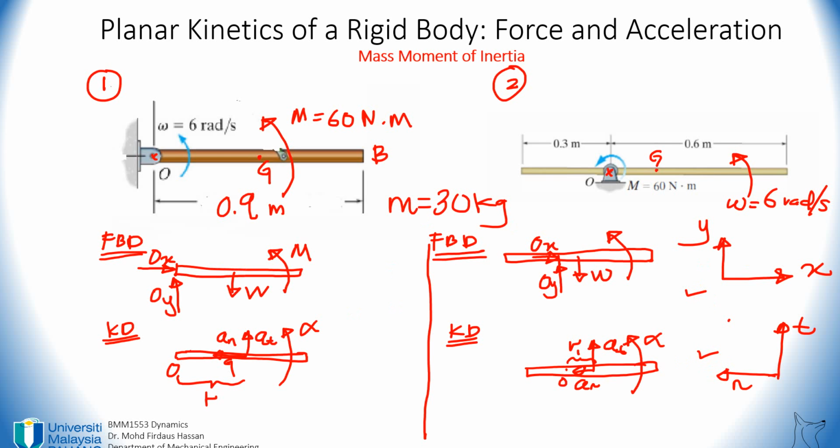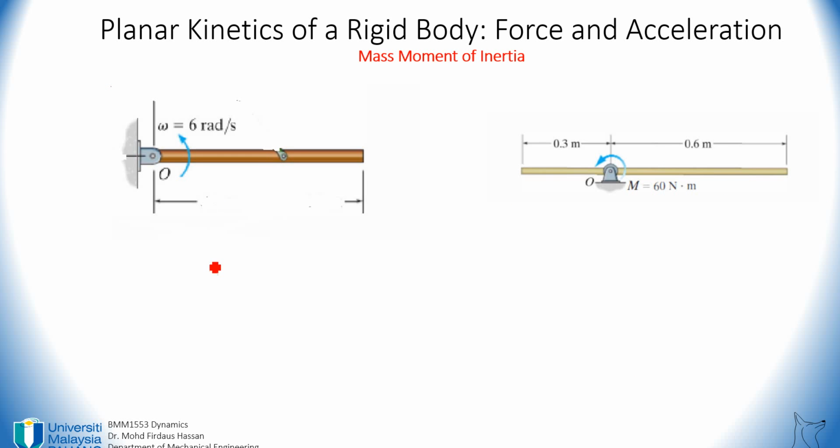Now, you have to come up with what? The summation of force in X and Y for both figures. For the first figure, summation of force in X. We have X, I draw it, Y, and then we have N and T. Don't forget.